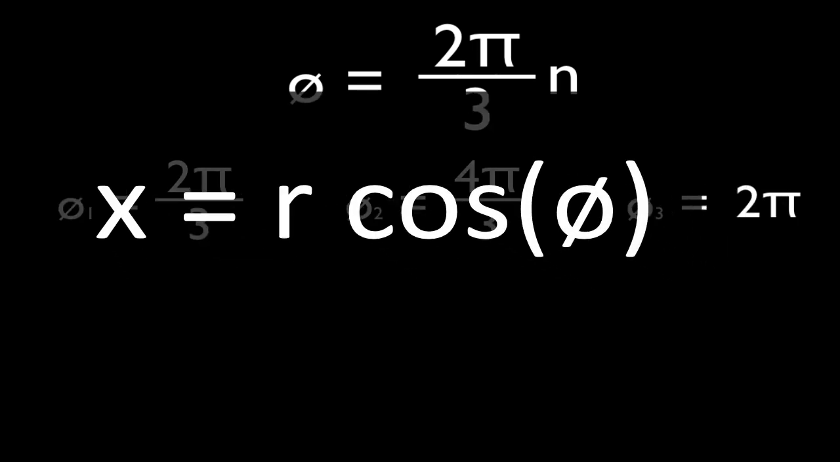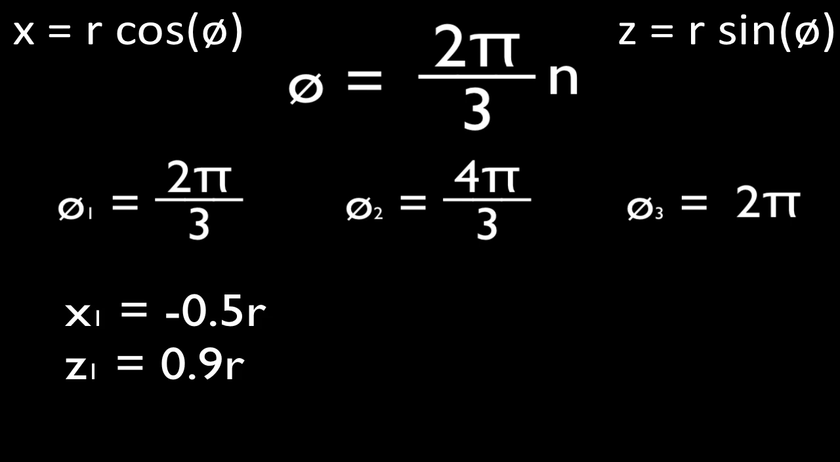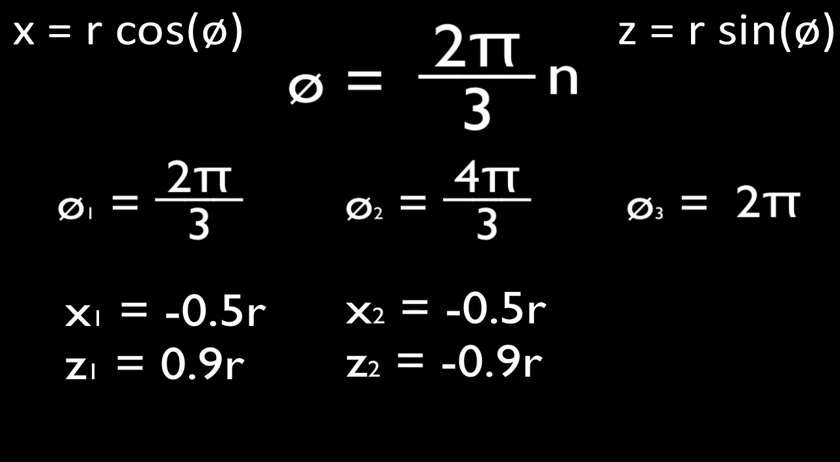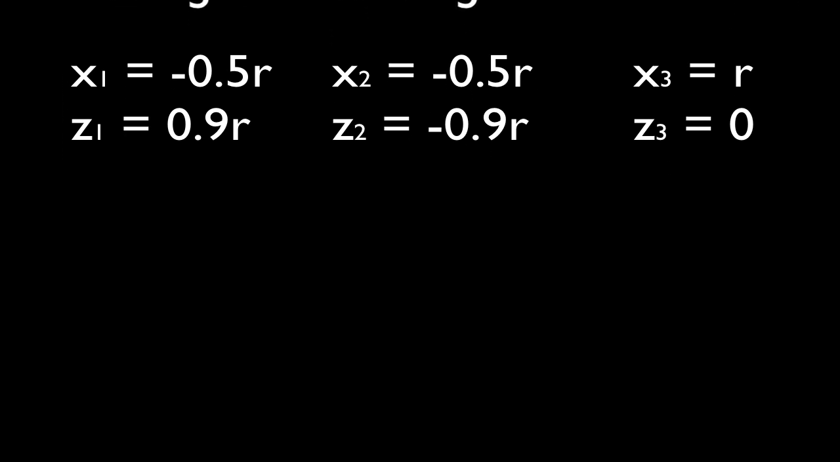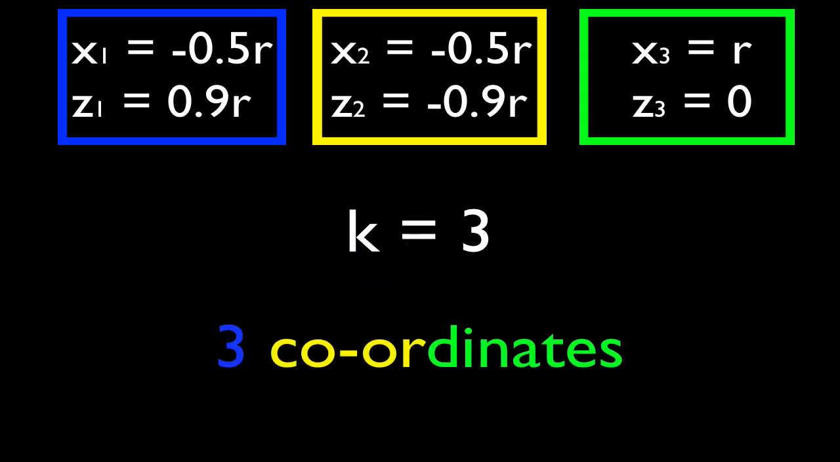Using our formulas for x and z, we find our points. Point 1 is where x1 equals minus 0.5r and z1 equals 0.9r. Point 2 is where x2 equals minus 0.5r and z2 equals minus 0.9r. And point 3 is where x3 equals r and z3 equals 0. So for k equals 3, we have 3 coordinates.